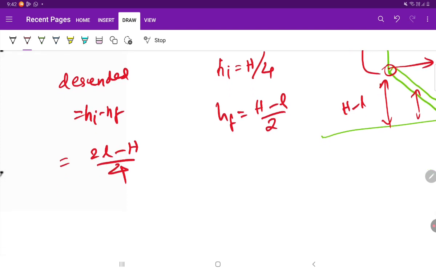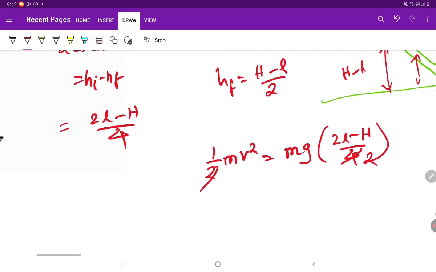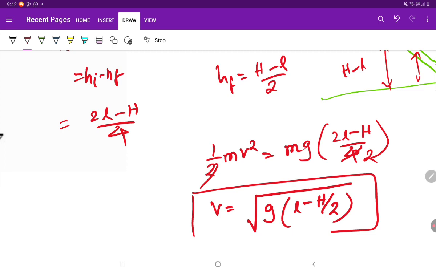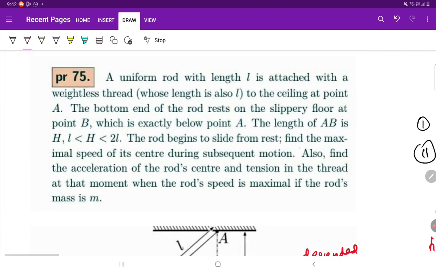Now applying basic work energy theorem, we will get half m v square is equal to m g into (L by 2 minus h by 4). So cancelling out the 2's, you'll get v is equal to under root g into (L minus h by 2). And that's the answer to the first part. Hence the first part, that is the maximum speed, is found out.